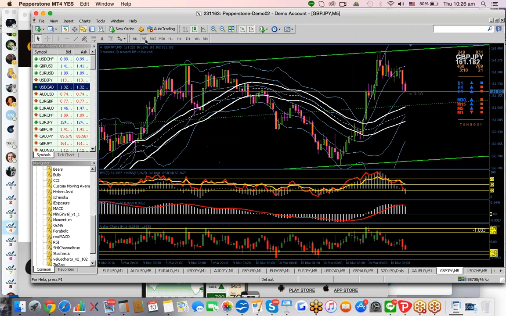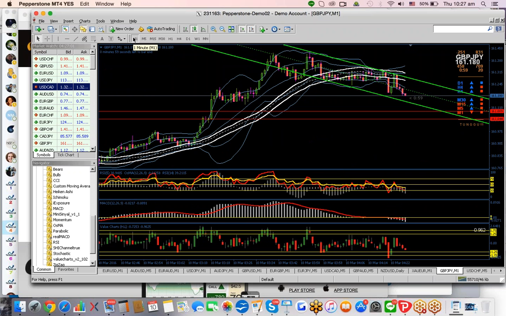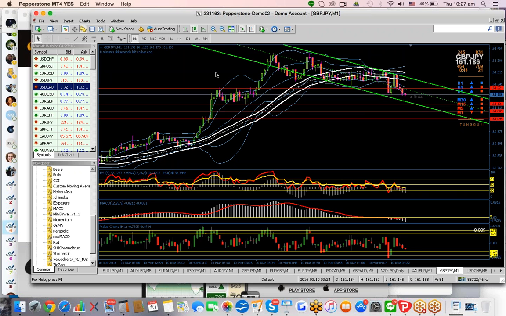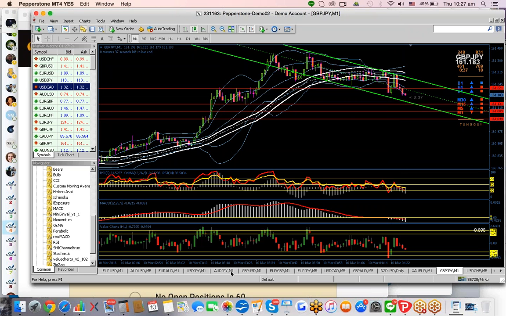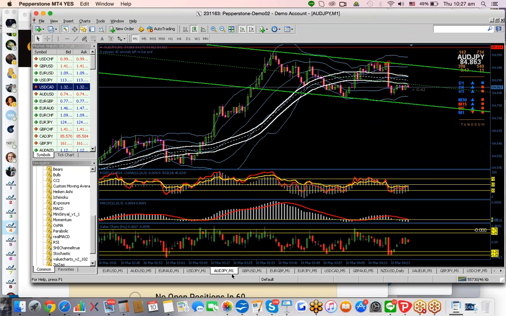Pound JPY, possible opportunity when it hits here or here. Might be sooner than that though. This is one, this is the other. Pound JPY, just set on that one. Oh, we don't have it, damn it. What about anything else?